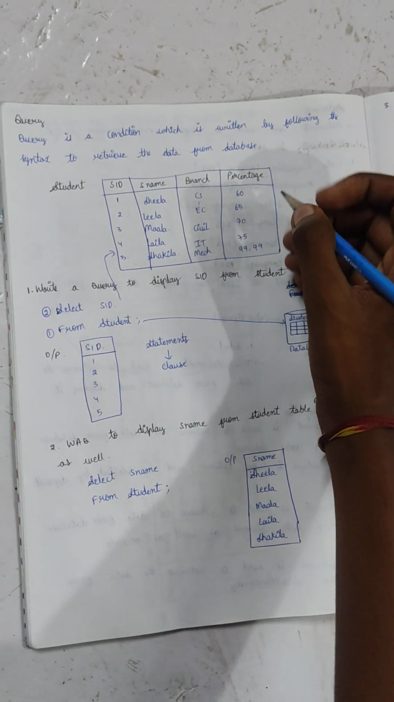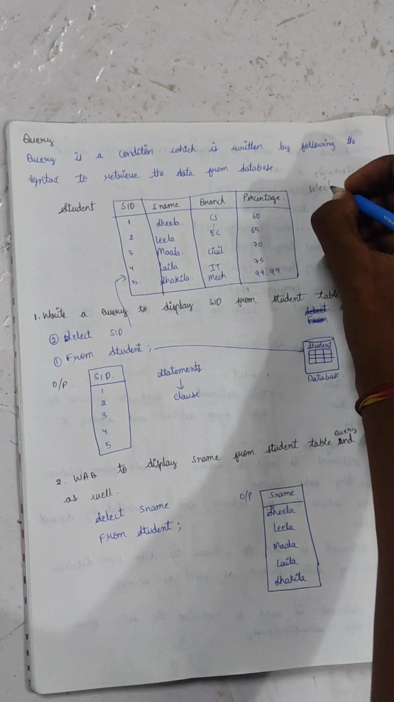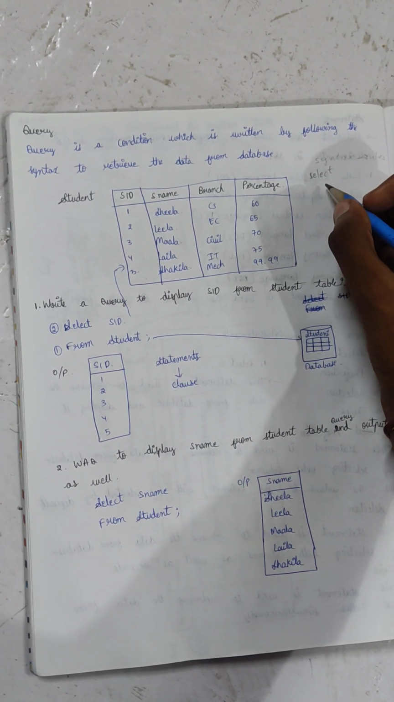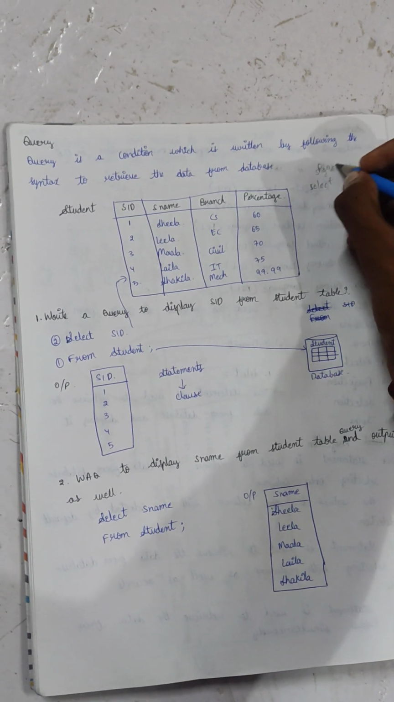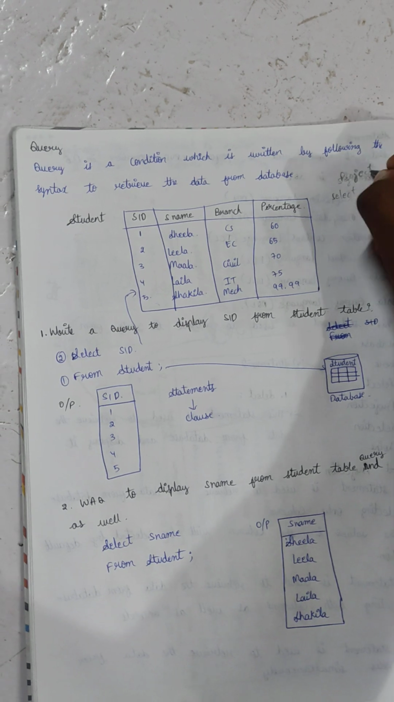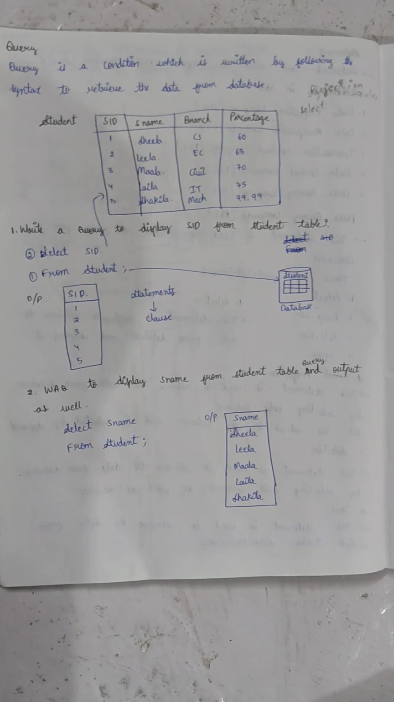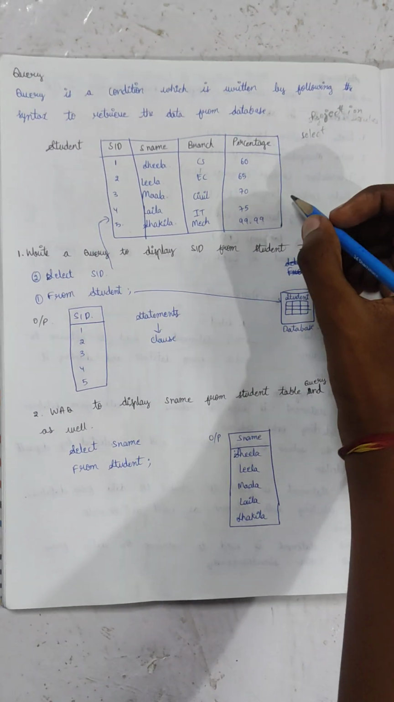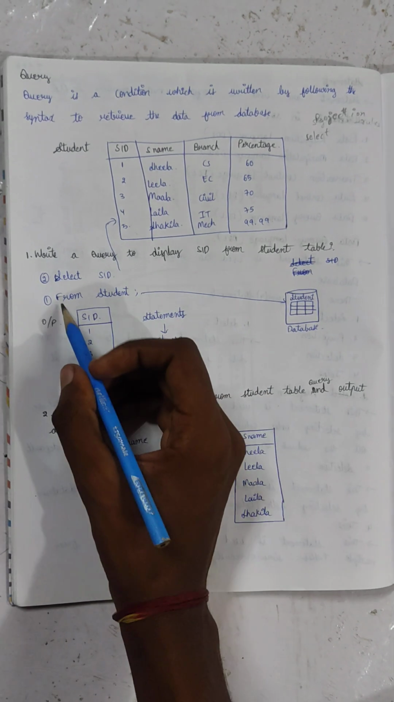We don't have any separate query for select. It should be used along with projection. Syntax to get the data from the tables is select SID from student.